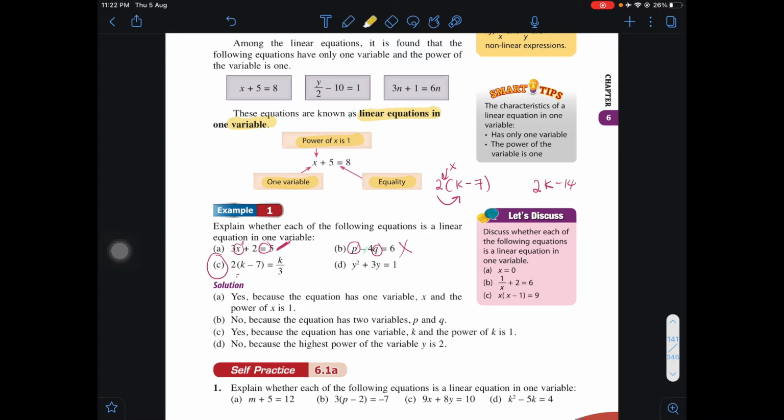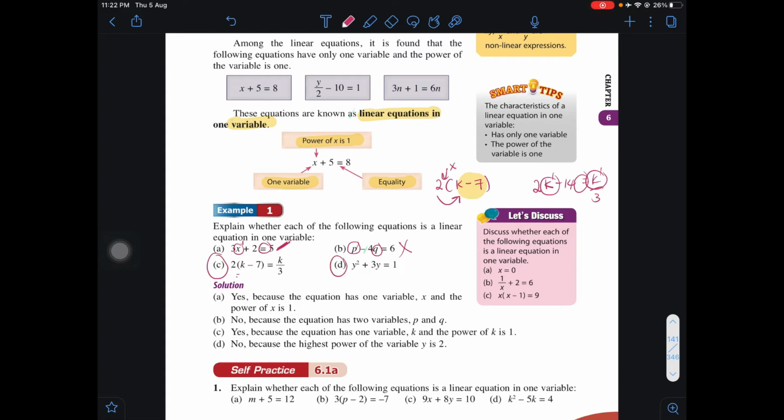Make sure when you want to multiply, don't forget about the negative. The negative belongs to 7. Don't forget that negative. Make sure you multiply with 2. So 2 times negative 7. So we get 2k minus 14 equal to k over 3. Okay, so this one no problem because it has only one variable which is k, and it is to the power of 1 and it has an equal sign. So it is a linear equation in one variable.